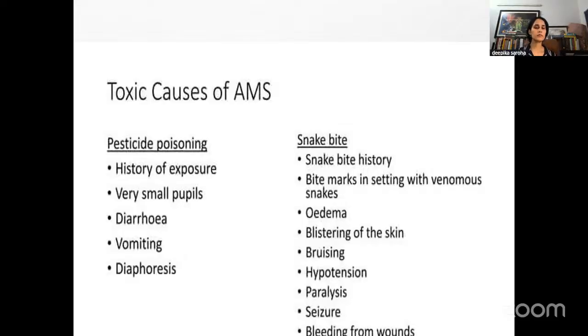Pesticide poisoning, there will be a history of exposure or working with pesticides. Pinpoint pupil, diarrhea, vomiting, diaphoresis, helping you to make a diagnosis of organophosphate poisoning, very common, you must have seen it very frequently in emergency. The snake bite history will be there, a bite mark in the setting of any venomous snake, or even a scorpion sting can present with this. Edema, blistering of the skin, bruising, hypotension, paralysis, seizures, bleeding from the wound, or an unmasked wound can be there.